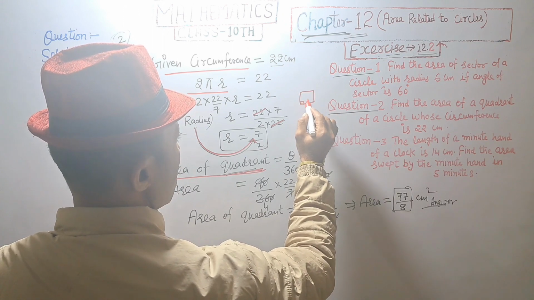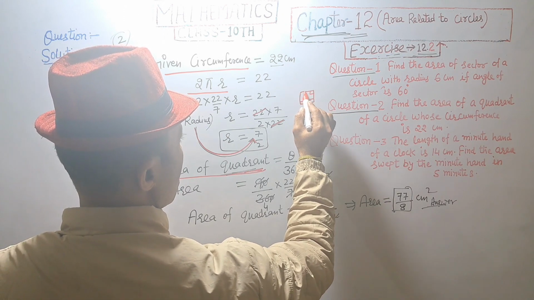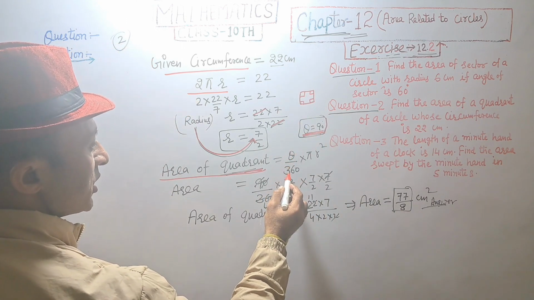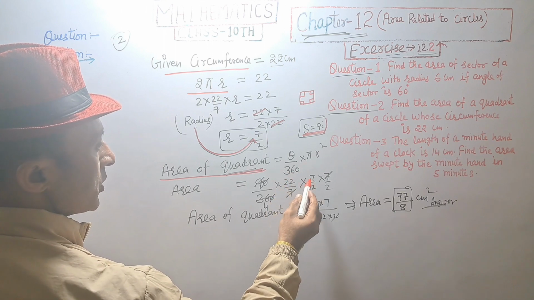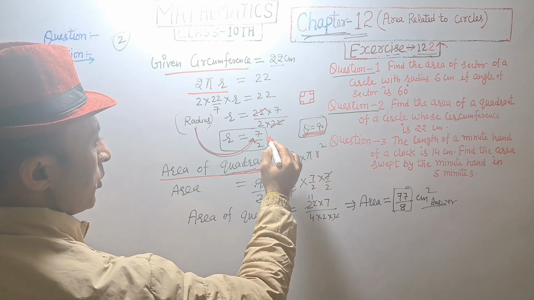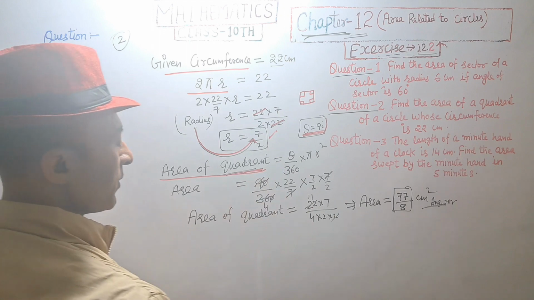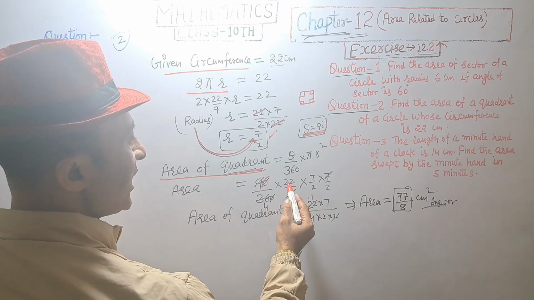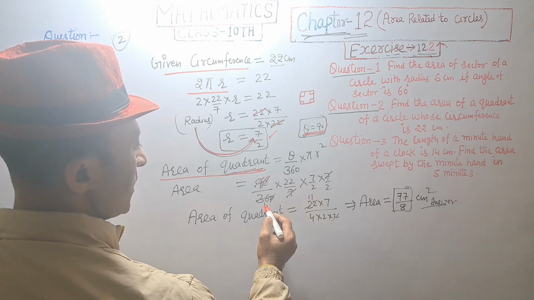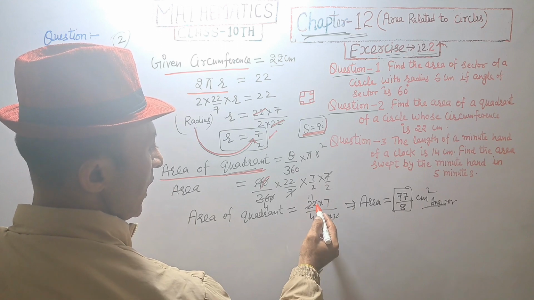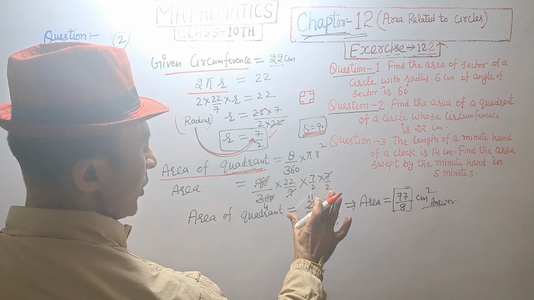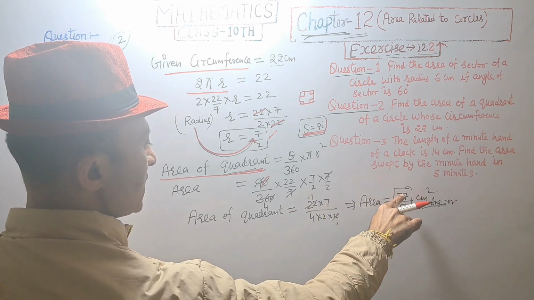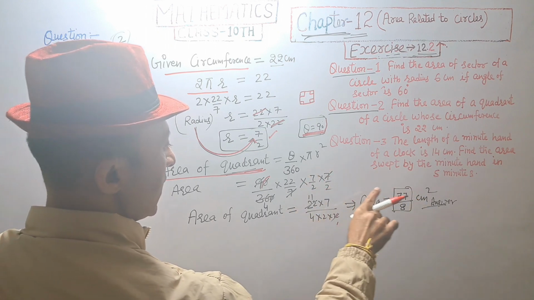In quadrant, angle is equal to 90 degree. 90 upon 360 into 22 upon 7 multiplied by 7 upon 2, 7 upon 2, radius equal to 7 upon 2. 0 0 is cancelled, and 9 4s are 36. We get 22 into 7 divided by 4 into 2 into 2, and 2 1s are 2, 11 2s are 22. Area of quadrant is equal to 11 7s are 77 divided by 4 2s are 8.